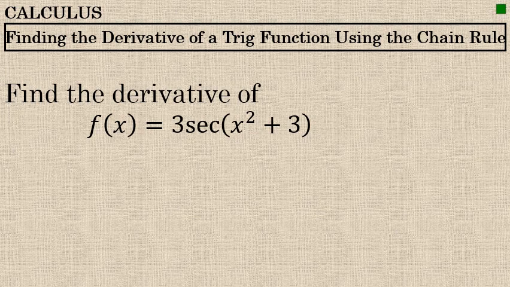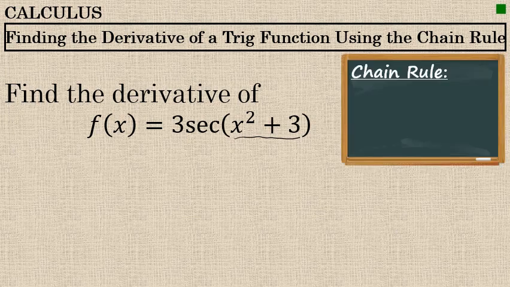To find the derivative of f of x equals 3 times the secant of x squared plus 3, the chain rule must be used. This is because we're taking the secant of x squared plus 3 and not just the secant of x. If this problem was 3 times the secant of x, this would not require the chain rule, but because it's the secant of something more than just an x, then the chain rule is required.